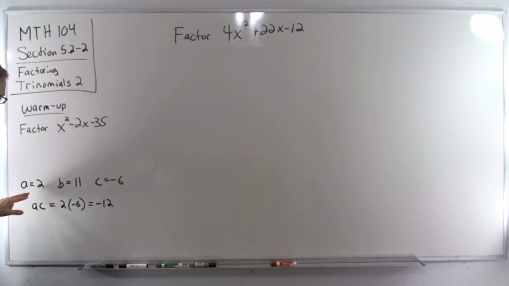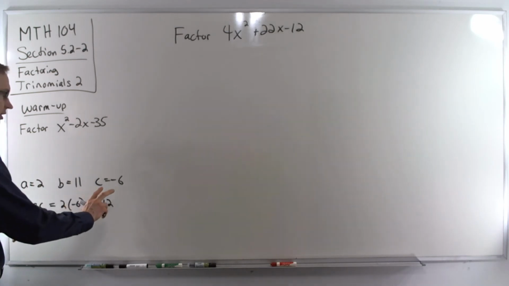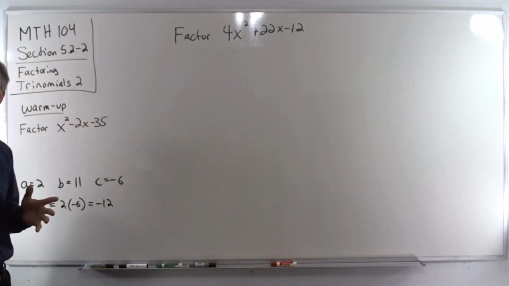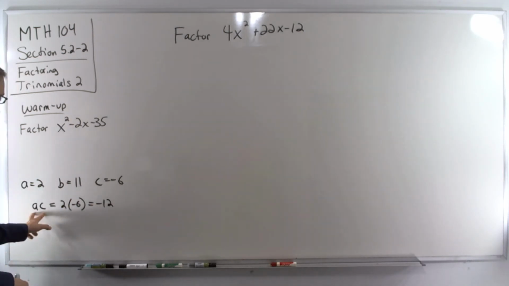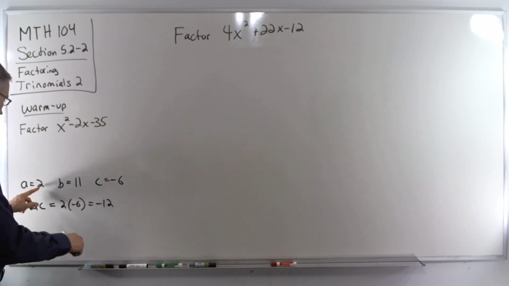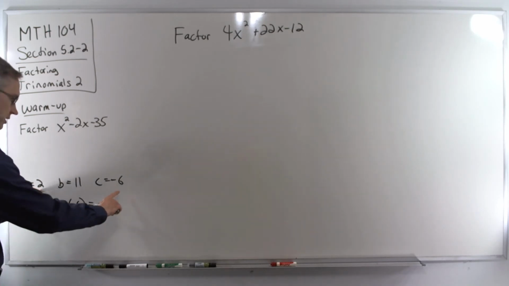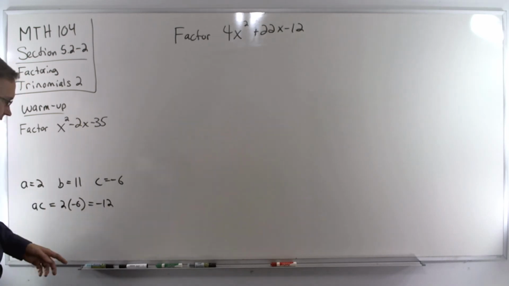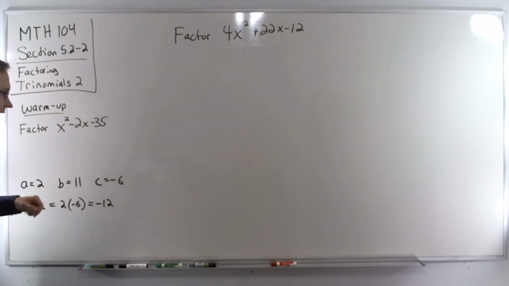And then we're going to play a little different game with these numbers this time. Last time, we looked for two numbers that multiplied to get c and added to get b. But this time we're going to work with the product a times c. So find two numbers that multiply to equal the product a times c, which is negative 12 in this case, and add to get 11.